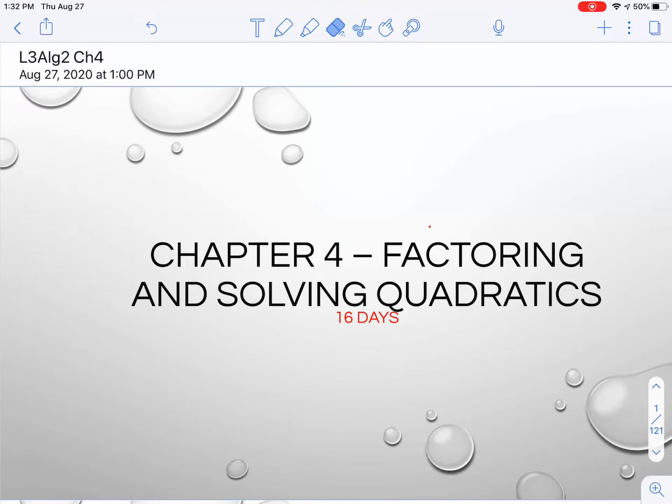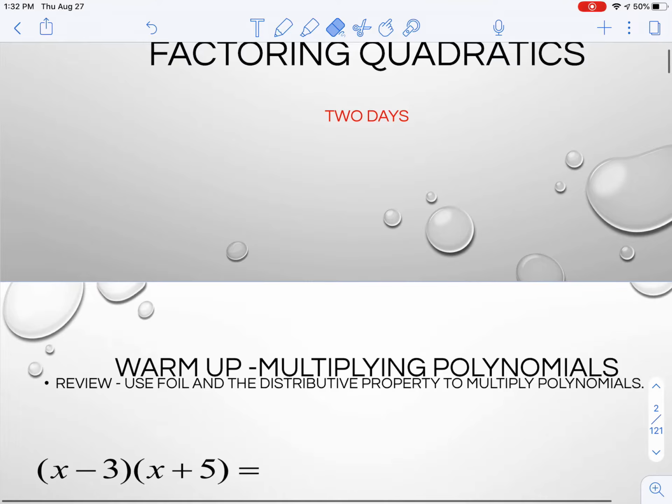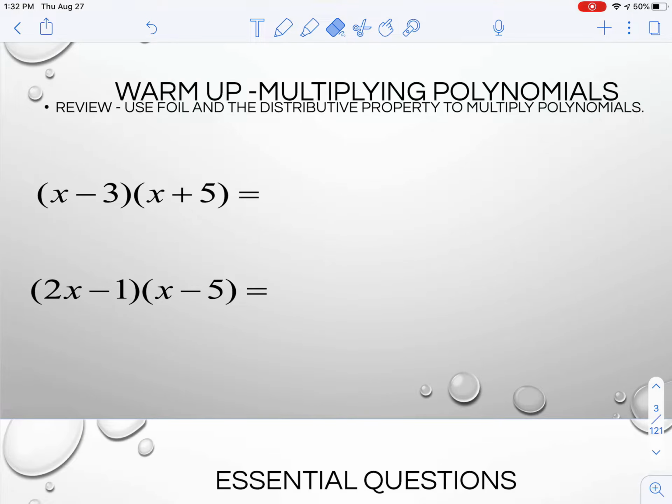Okay, guys, we're going to start Chapter 4, Factoring and Solving Quadratics. Okay, the first lesson here, we're just going to learn how to factor. There's a couple different ways. Before we get into that, we're just going to review the way to multiply polynomials, whether we're using the FOIL technique, which is essentially the distributive property, or some of you are using generic rectangles.